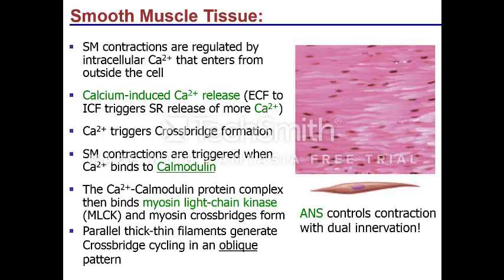Hopefully you've watched cross-bridge formation in the Pearson video assignment given to you this week. These parallel thick and thin filaments generate cross-bridge cycling in an oblique pattern. This is unique to smooth muscle. You can see here in the diagram the cells that form smooth muscle look kind of stretched and elongated, and they contract at an angle, kind of diagonally. That's what we mean by oblique.